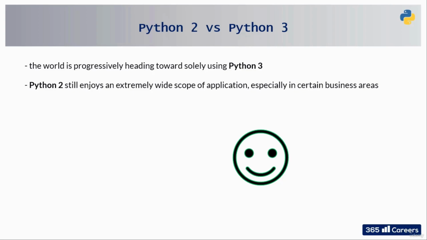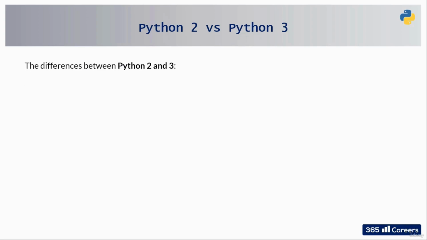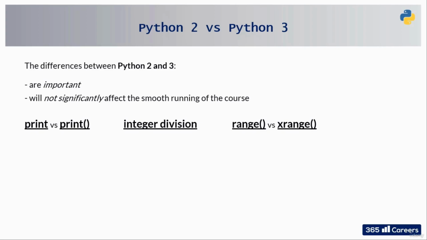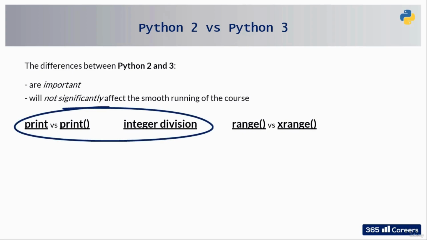It's also worth remembering that, while these differences are not unimportant, they will not significantly affect the smooth running of this course. There are only 3 cases where you'll have to change a symbol or two to transfer a Python code from one version to the other. Therefore, we will not delve into a thorough analysis of the programmatic differences between the 2. We will, however, take a look at the syntactical differences which will be visible during the course.